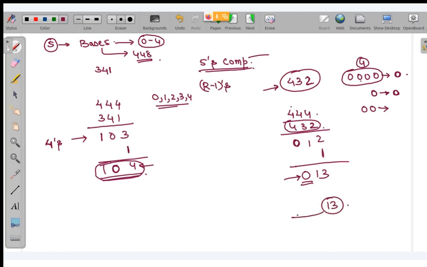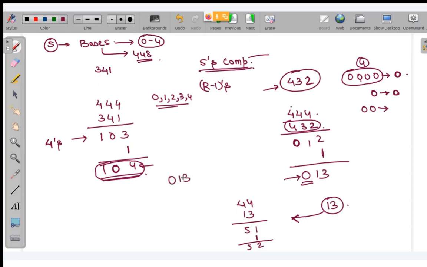So now if I ask you to calculate the reverse number, what you will do, this is the 5's complement. So first you will calculate the 4's complement of this number, that is 4, 4, minus 13. So this will be 3, 1. Now to this you will add 1. So this number will become 3, 2. It is coming 32. See, this is wrong.